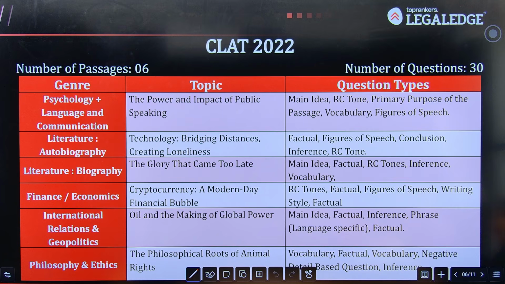Now, student, we got one passage from a very different genre, that is economics. So, cryptocurrency was the topic of the passage, which was around a modern day financial bubble. Now, RC tones, factual questions, figures of speech, writing style, and factual again.